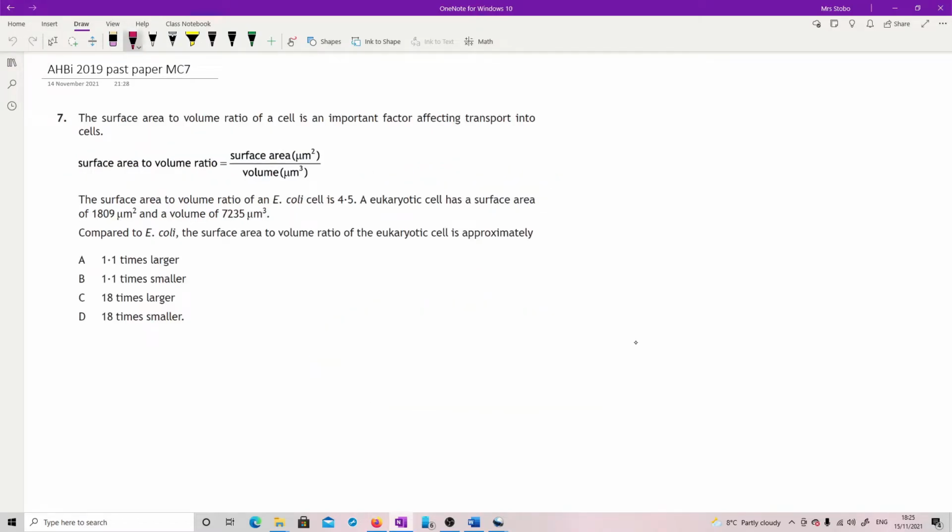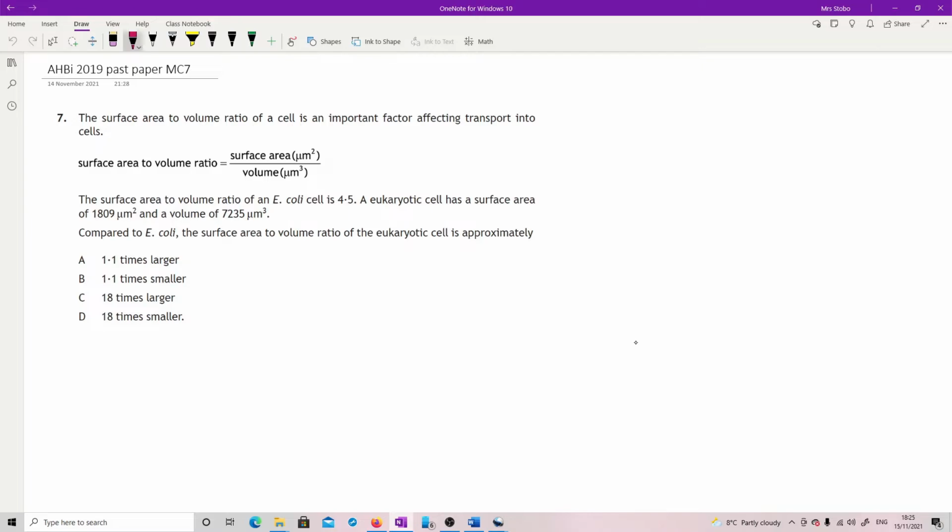Okay, question 7, it's another number crunching one. Surface area to volume ratio of a cell is an important factor affecting transport. That's why there's a maximum size of a cell. Surface area to volume ratio is the surface area divided by volume, not surprising. The surface area to volume ratio of an E. coli cell is 4.5. A eukaryotic cell has a surface area of 1,809 micrometers squared and a volume of 7,235 micrometers cubed, compared to E. coli.